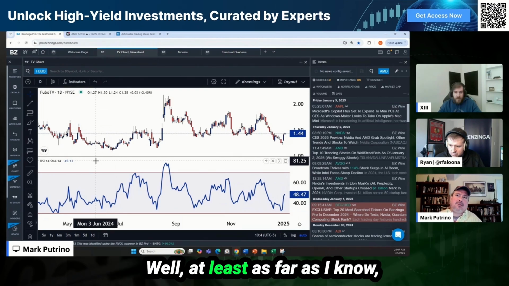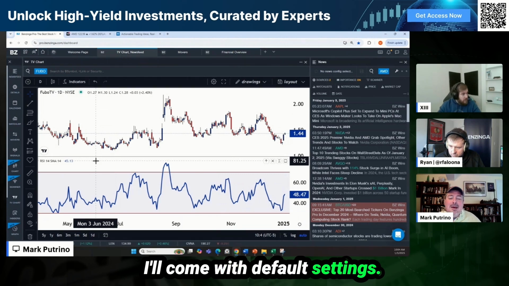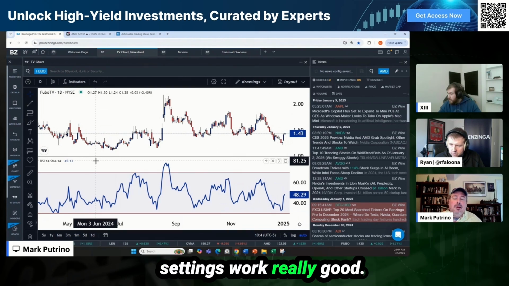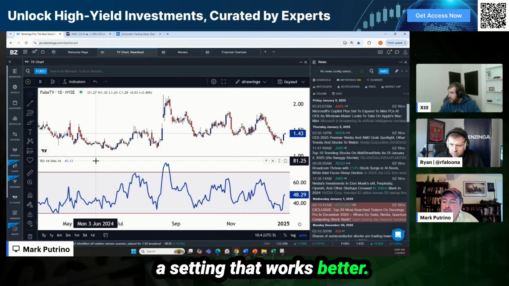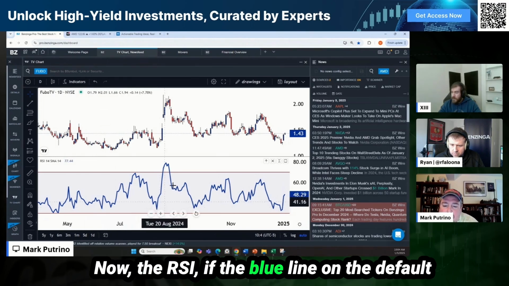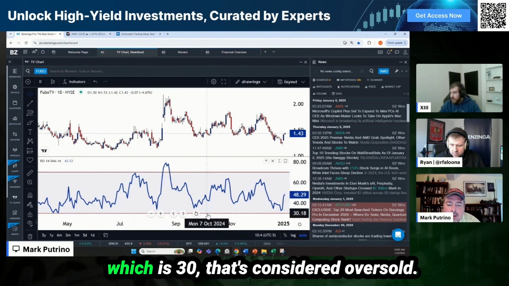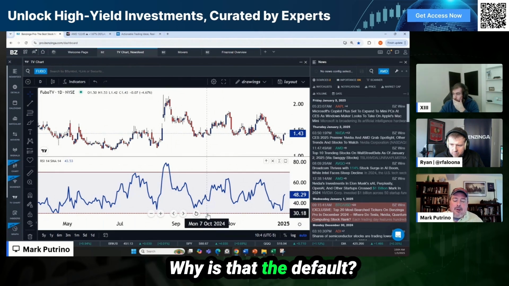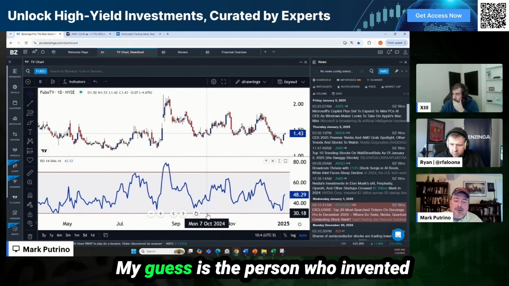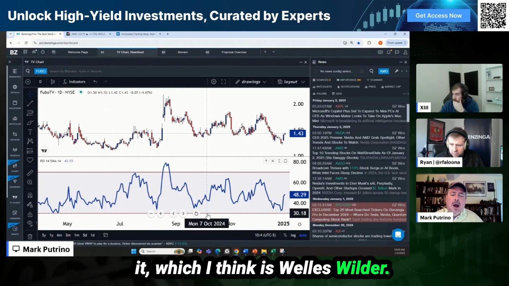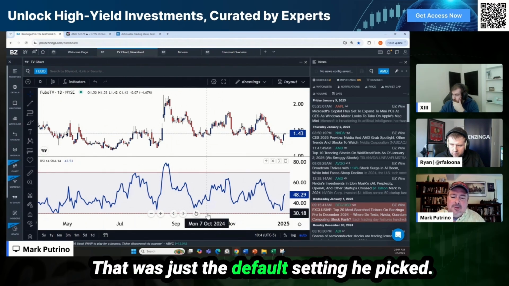But if we look at this RSI, I want to understand that these indicators all come with default settings. At least as far as I know, they'll come with default settings. Sometimes the default settings work really good, and sometimes you can find a setting that works better. Now, the RSI, if the blue line on the default setting gets below this lower red line here, which is 30, that's considered oversold. Why is that the default? Well, I don't know. My guess is the person who invented it, which I think is Wells Wilder, that was just the default setting he picked.